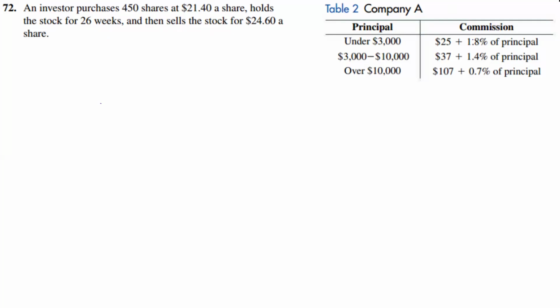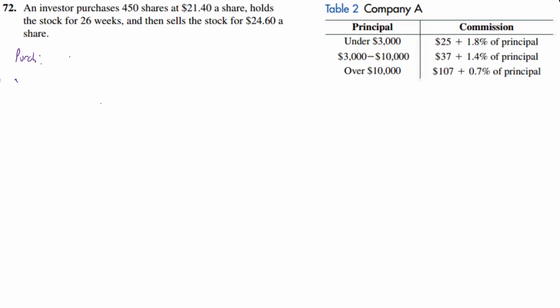So we have the principal and the commission. If we're under this much, this is our commission. If it's over this much, that's our commission. That's how we're going to work on this type of problem. Let's first look at purchasing. First we have to purchase the stock.